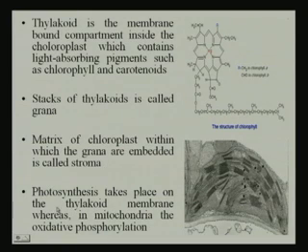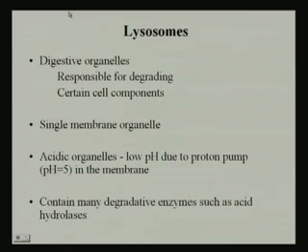Photosynthesis takes place on the thylakoid membrane, whereas the mitochondria is the site for oxidative phosphorylation. So, these are two major differences between the chloroplast and the mitochondria.